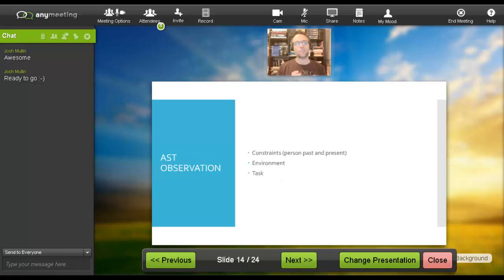AST, action systems. In the action systems, I need to have these three things constant to me at all times because they are in everything we do. I must look at the constraint of the person, whether that's through the brain, of their feelings, thoughts, emotions, of the past, present, and the future actions that they're going to be carrying out. So how they feel about an action, how they feel about a movement. Do they like it, do they dislike it?